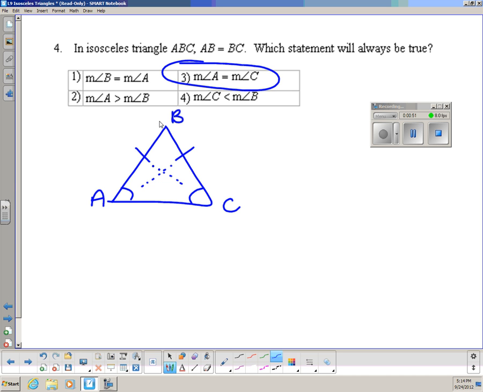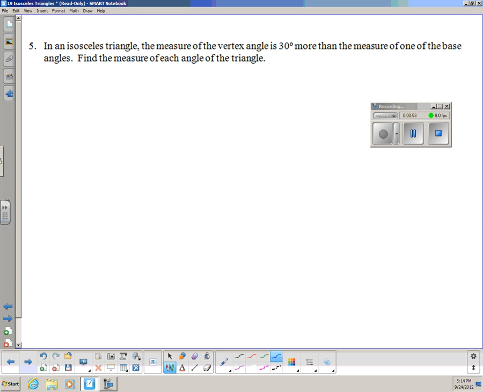All right, number 5. In an isosceles triangle, the measure of the vertex angle is 30 degrees more than the measure of one of the base angles. It says find the measure of each angle of the triangle. So I have my isosceles triangle. I'm going to call these guys the base angles. The vertex is 30 more than the measure of one of the base angles.